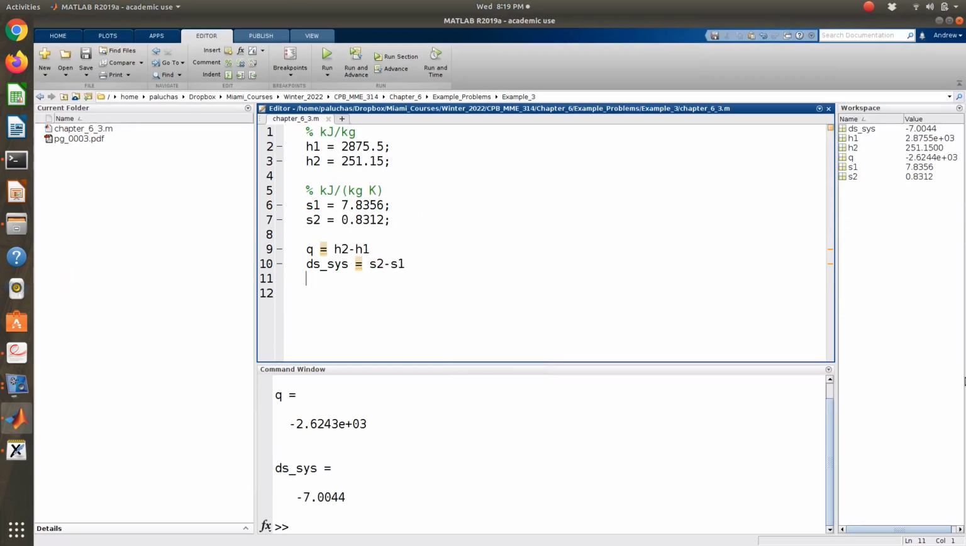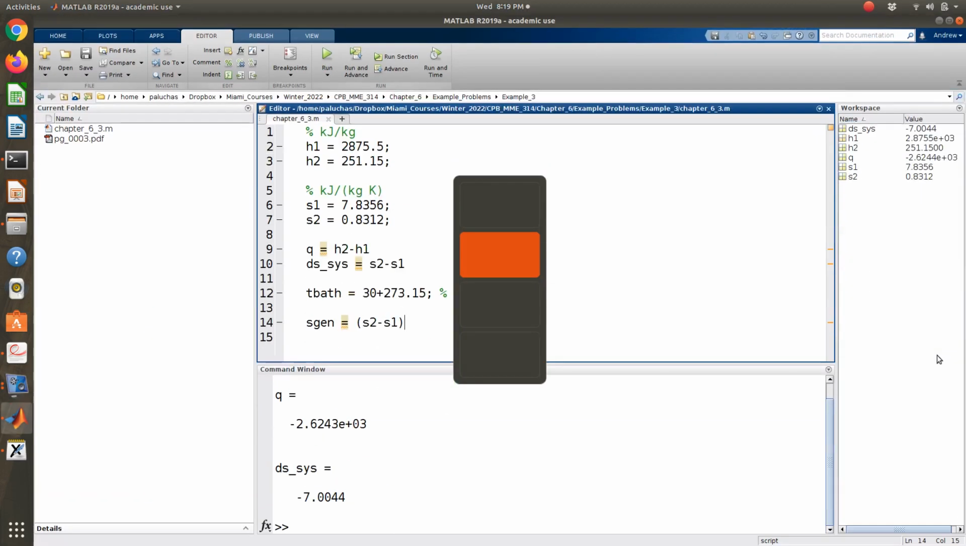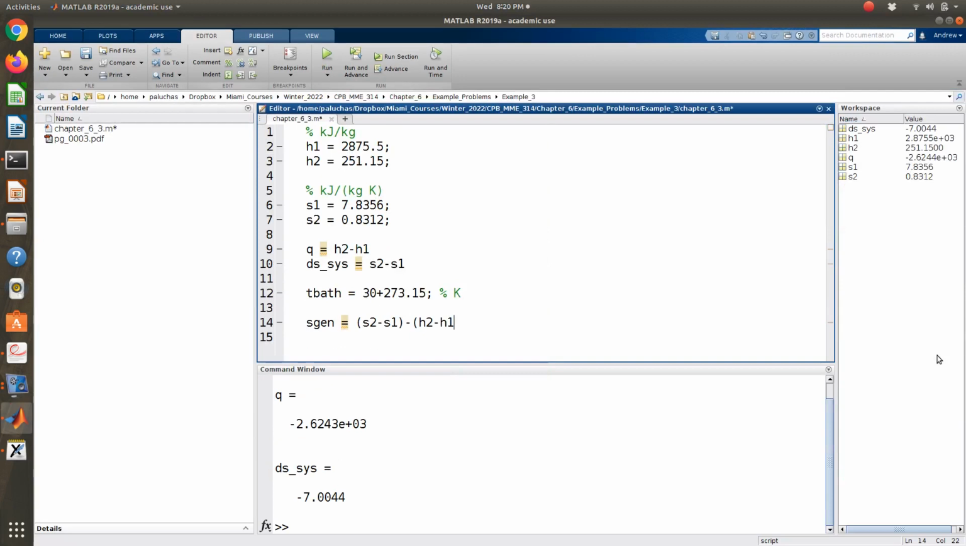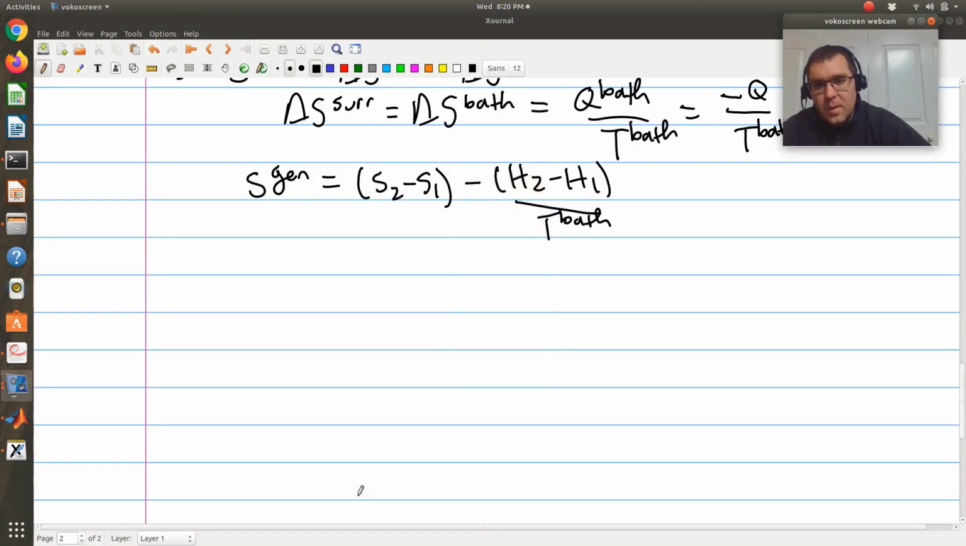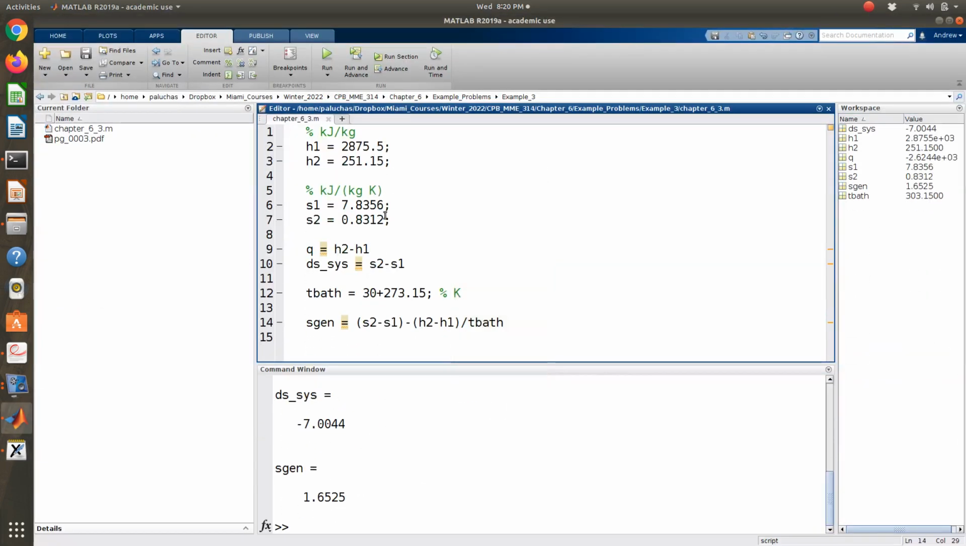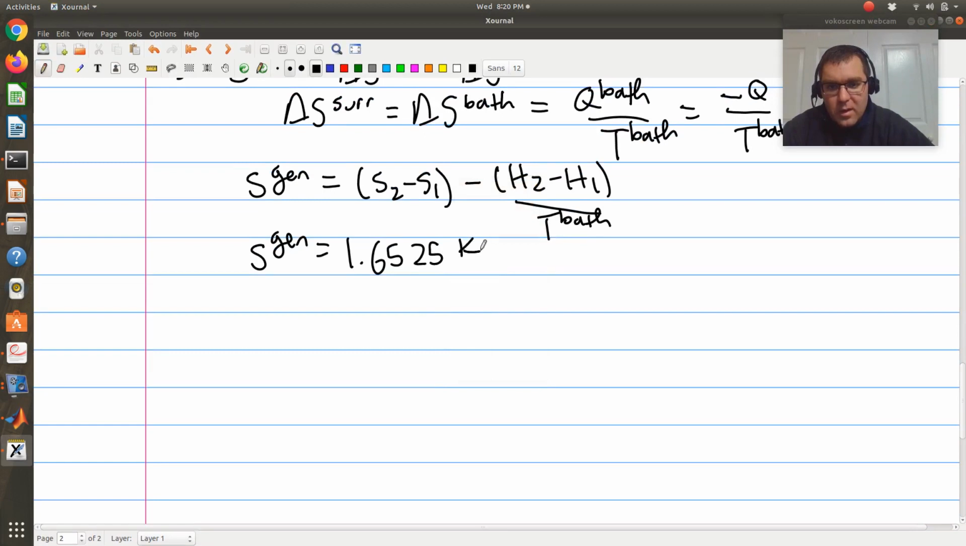So I've already tabulated entropy. So let me just get T bath here. So T bath is 30, but I'm going to add to it 273.15 to get the temperature of my bath in Kelvin. Okay. And so then to calculate S gen, S gen is S2 minus S1 minus H2 minus H1 divided by T bath. Running, I get an entropy generation of 1.6525. So S gen is 1.6525. Okay, that's going to have units of kilojoules per kilogram Kelvin.